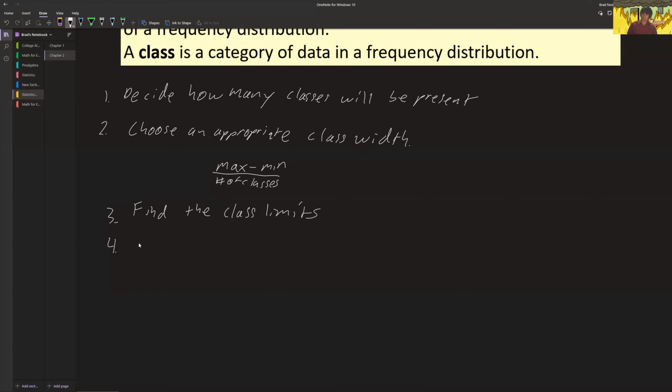And then number 4, this is pretty straightforward. Determine or find the frequency. This was that little f that I talked about, of each class.